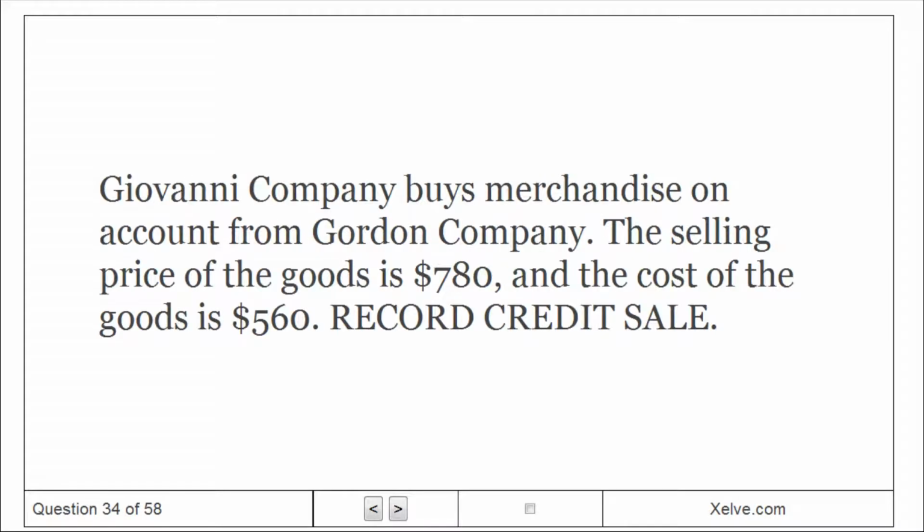Giovanni Company buys merchandise on account from Gordon Company. The selling price of the goods is $708 and the cost of the goods is $560. Record credit sale. Debit accounts receivable and credit sales revenue for $780.